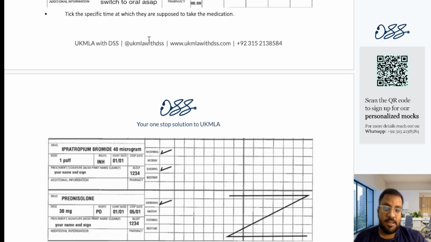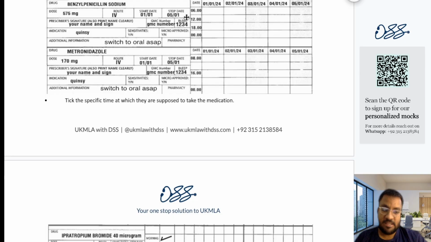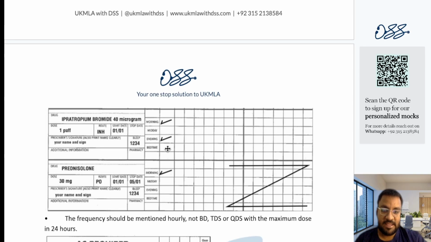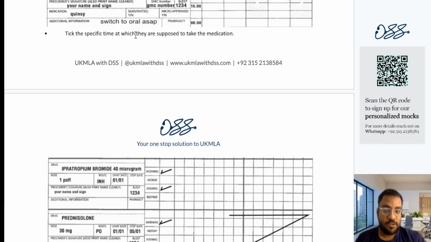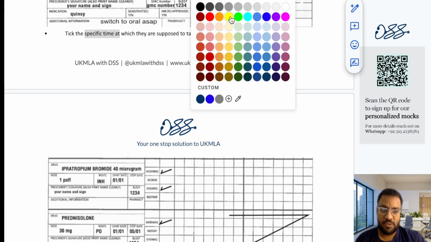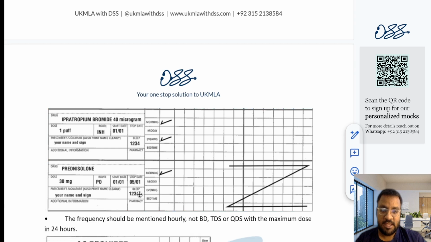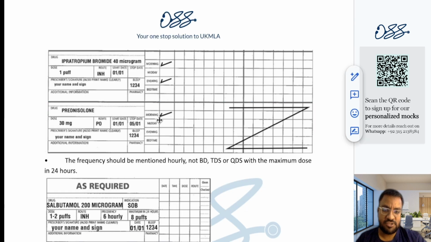And then in the antibiotic, as I mentioned, you need to mention the time, but in the regular medication you don't need to mention the time, you need to tick the specific time, for example morning, afternoon, evening, night. For example, if somebody is taking prednisolone and it is prescribed in the morning, you just take it in the morning.